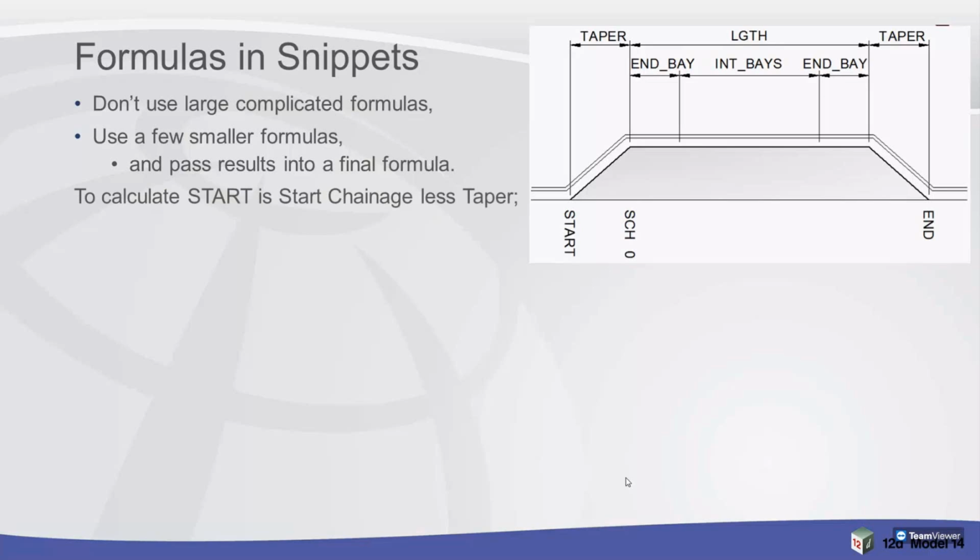So we've got a simple one here. We've got our parking bay. The insert point for the snippet is this start change 0. To calculate the actual start of the parking bay, the absolute start of the parking bay is quite simple. It's just 0 minus this taper length, which is fairly straightforward. To get this end point up here, it's a little bit more complicated because we've got the end bays, which are a different length to the intermediate bays. So we need 2 end bays plus however many intermediate bays we've got plus the taper.